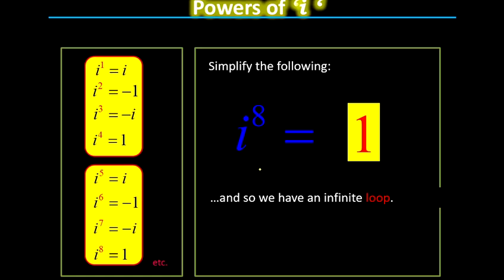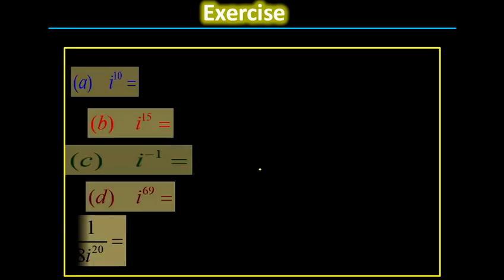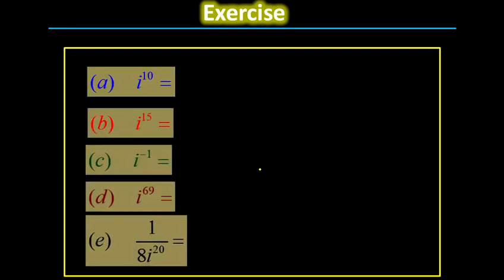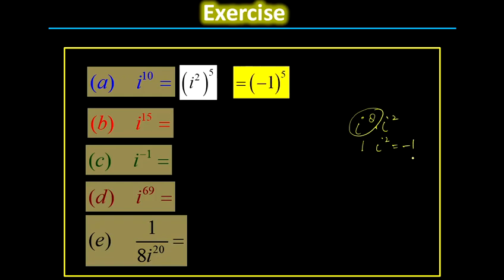There are only 4 possibilities: i, -1, -i, or 1. For example, if I give you a few questions here: i power 10. How to solve this? A very simple technique. If you split it into i^8 into i squared, i^8 is a multiple of 4. Whenever you have a multiple of 4, it is always equal to 1. So we are only left with i squared, and i squared is -1. You see the value of this is -1.